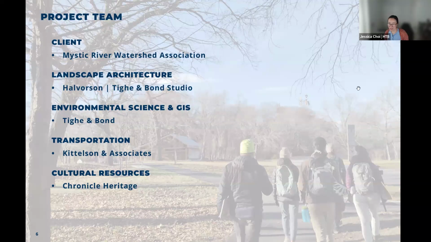Hi, everyone. My name is Jessica Choi, a landscape architect with Halvorson Tighe and Bond. And I am Jackson Lynch. I'm an engineering associate with Kittelson and Associates, and we've been helping Halvorson Tighe and Bond and MyRWA with the transportation aspects of this project.